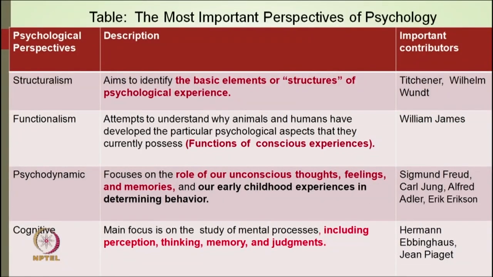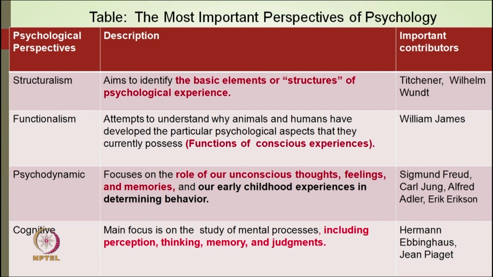Different psychologists have addressed this behavior and cognitive processes differently. There are various schools in psychology in which they had unique style to address behavior and cognitive processes. Let's take some examples. For example, first perspective in psychology is structuralism. Important contributors of this school are Titchener, William Wundt, and their associates. It aims to identify the basic elements or structures of psychological experiences.